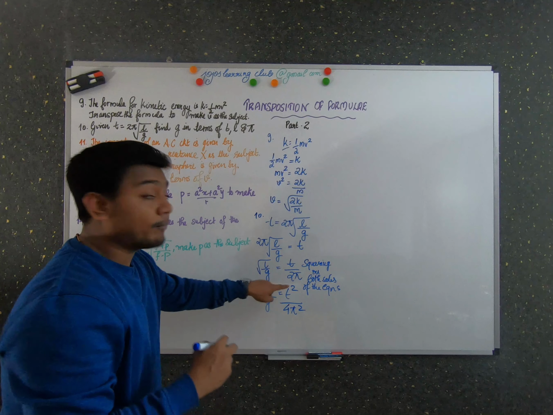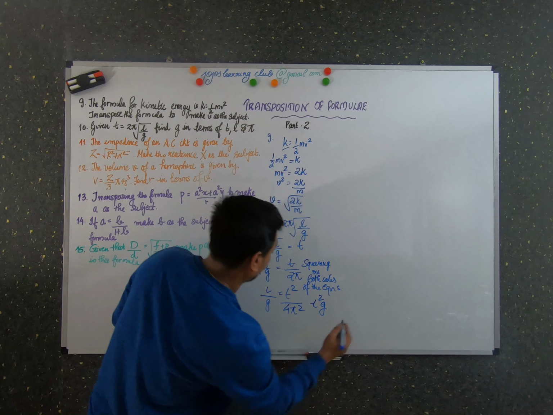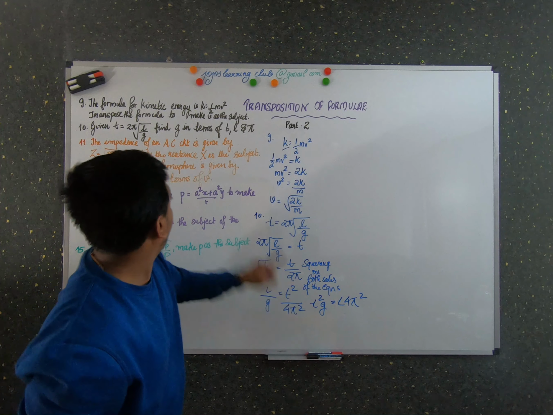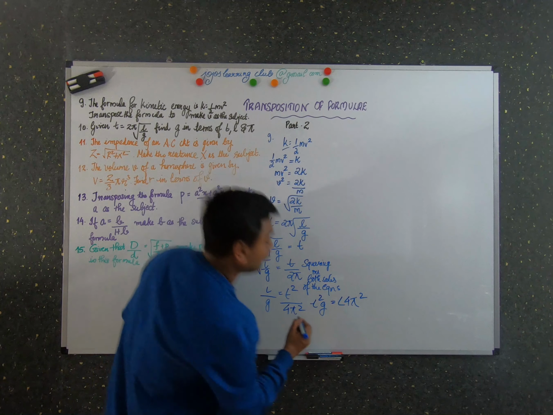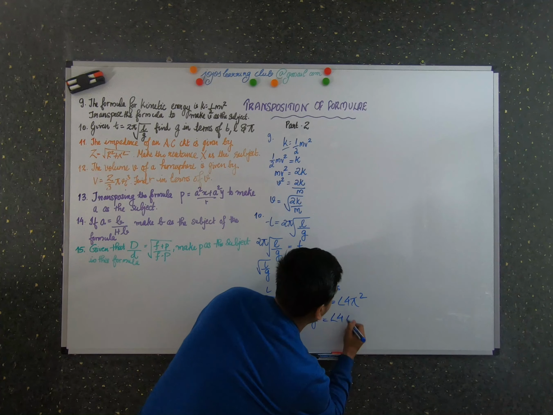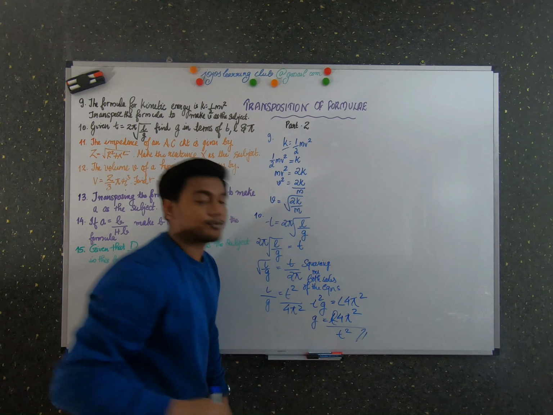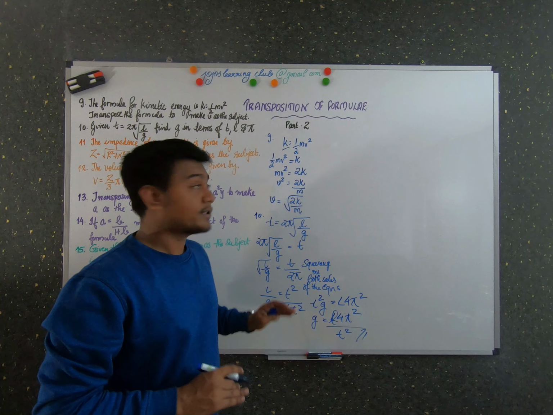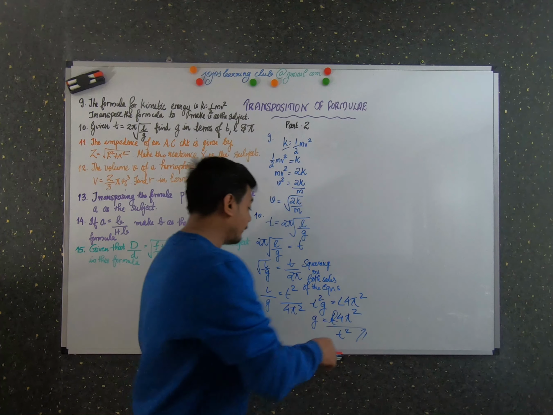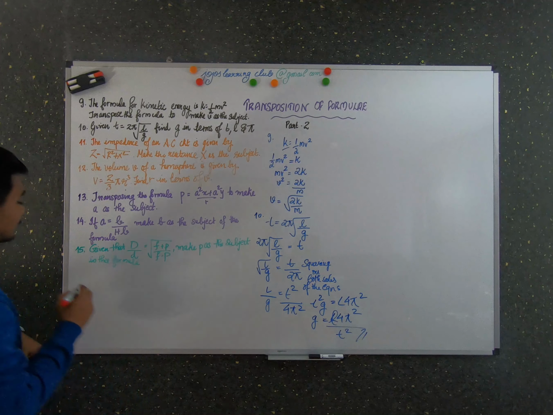Now I am going to cross multiply. So T square G is equal to L into 4 pi square. But I need it in terms of G, so I am going to divide this equation by T square. So G is L into 4 pi square by T square. So this is how you transpose from T to G. That's all for problem number 10. Now I am going to do problem number 11.